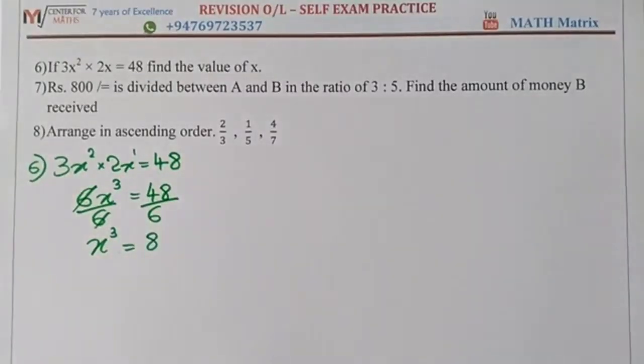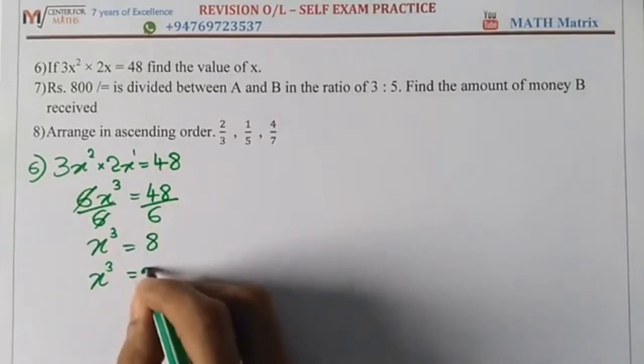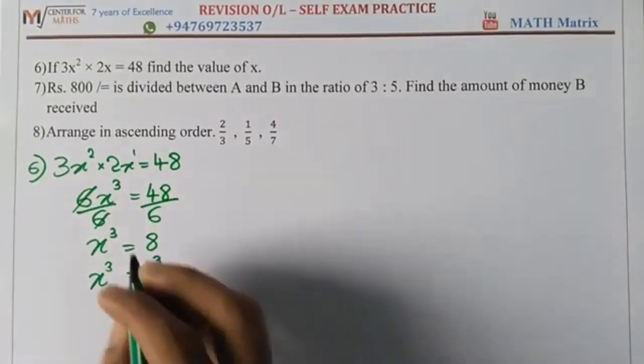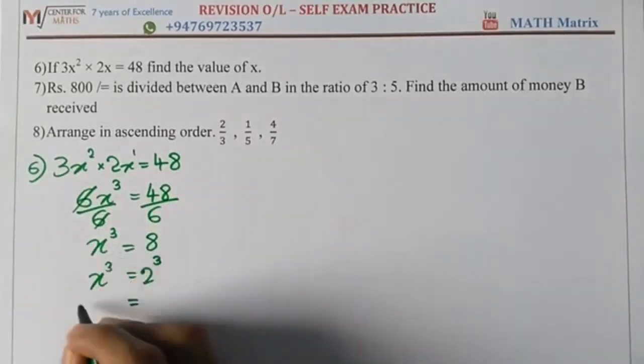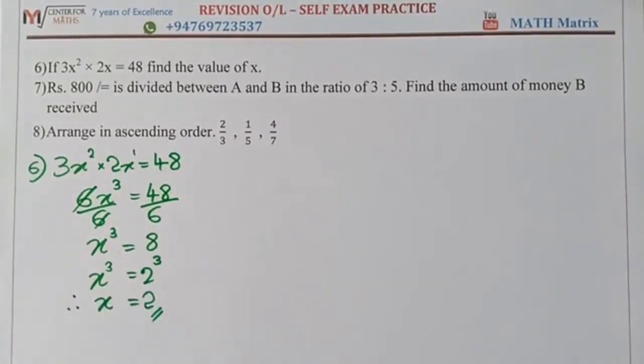So guys, can we write this 8 in terms of index 3? Yes, x to the power 3 is equal to 2 to the power 3. You can see that both the indices are the same. Therefore, we can directly say that the bases are the same. x is equal to 2.